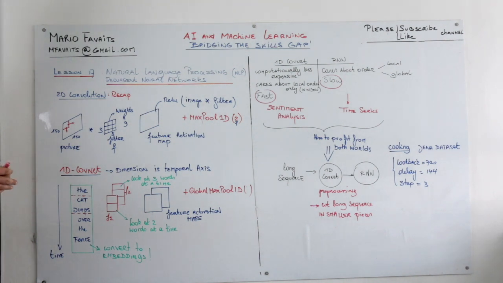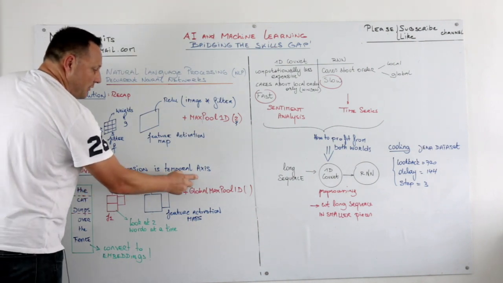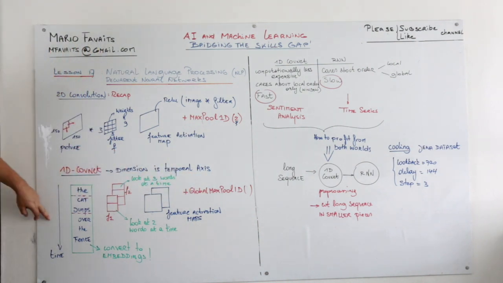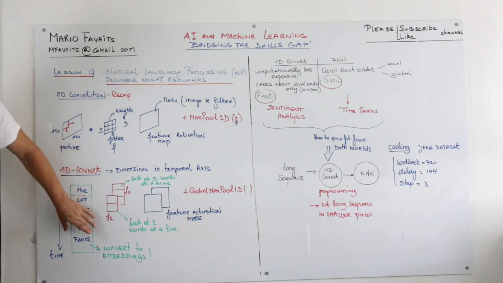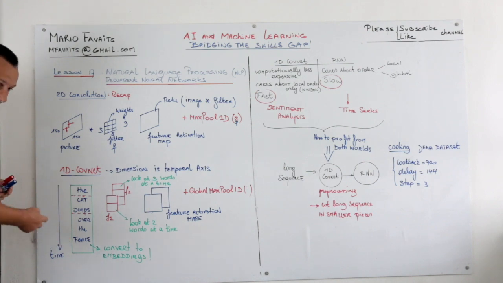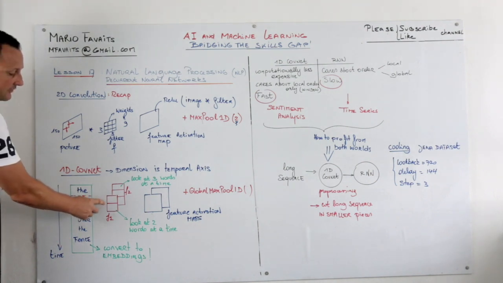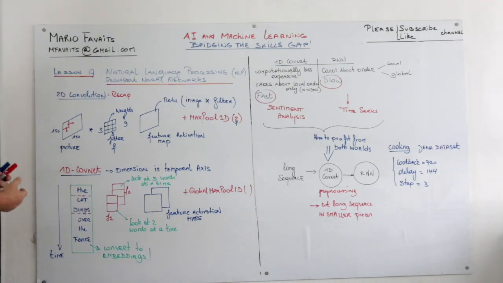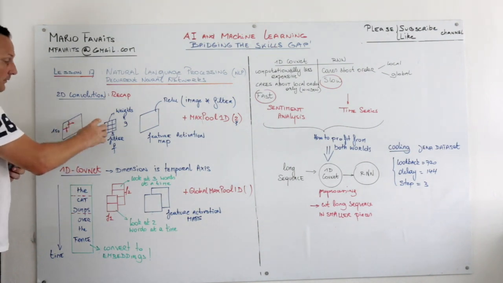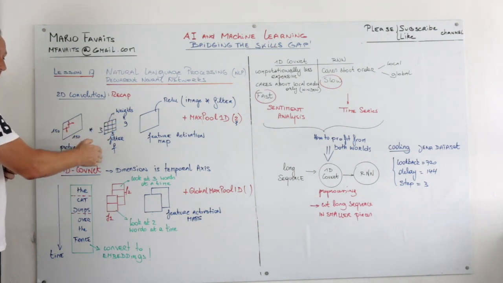Now a one-dimensional Covnet is pretty much the same. So what we're going to do is use the time axis as the dimension for the 1D Covnet. So basically the dimension is the temporal axis. And I've drawn here this time axis, and here you have your sequence of words. The cat jumps over the fence. So here we could also define a filter. And actually you could have more filters here. I only have one filter, but you could have more.